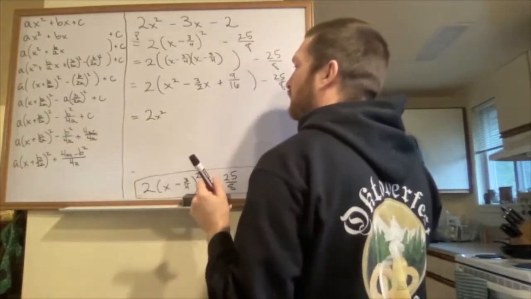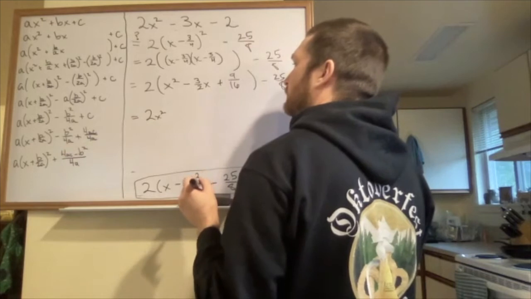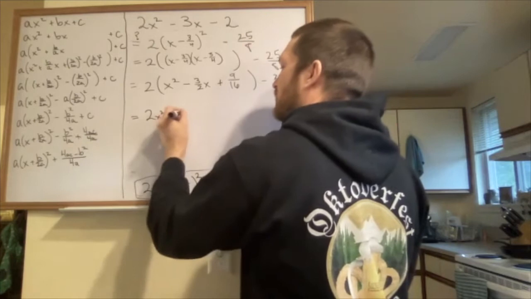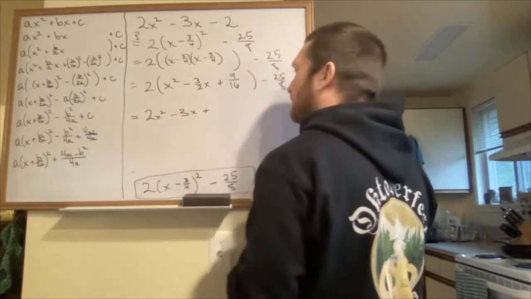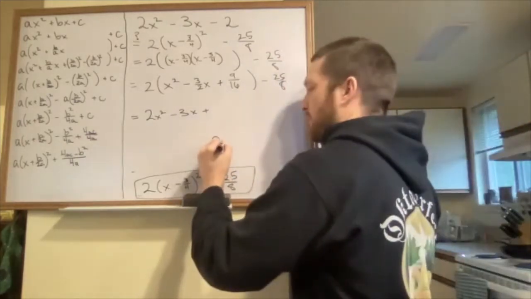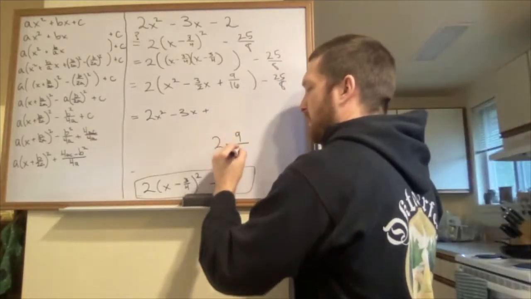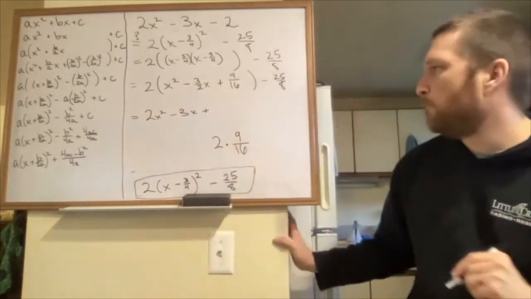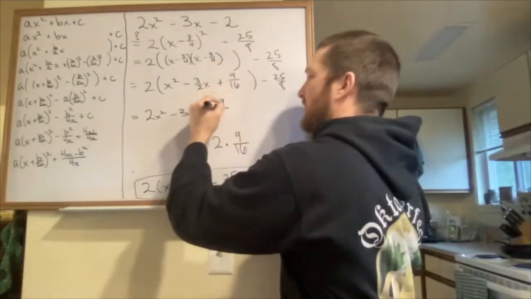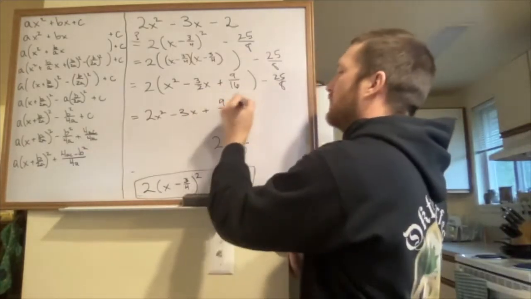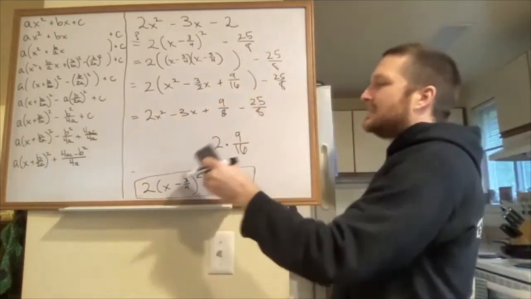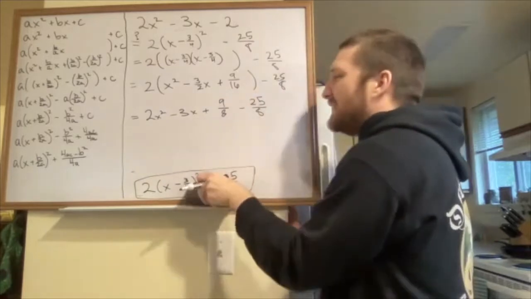Then what? Then minus 3x plus 9/8. There we go, 9/8. And now we could drop the parentheses. So minus 25/8. 9/8 minus 25/8 is how many eighths?